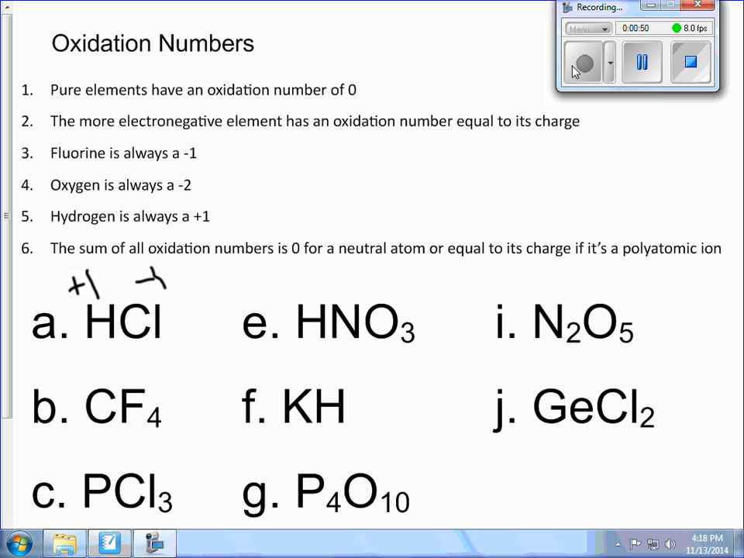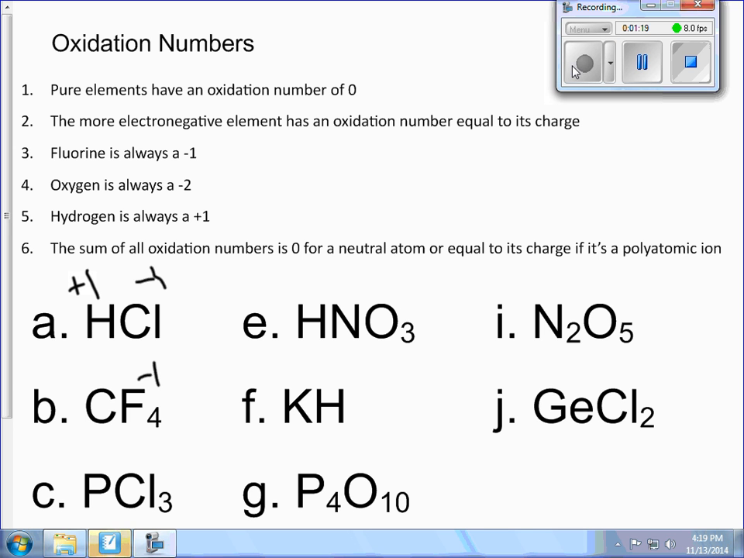On letter B, we have carbon tetrafluoride. We are going to start with the most electronegative element. So this is the element that is furthest right on the periodic table. So for letter B, fluorine would be our most electronegative. And according to rule number 2, the most electronegative element will have an oxidation number equal to its charge. So the charge for fluorine is a -1.